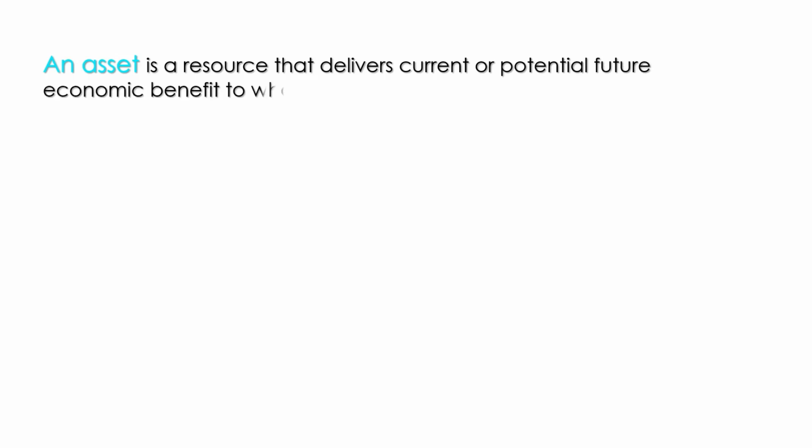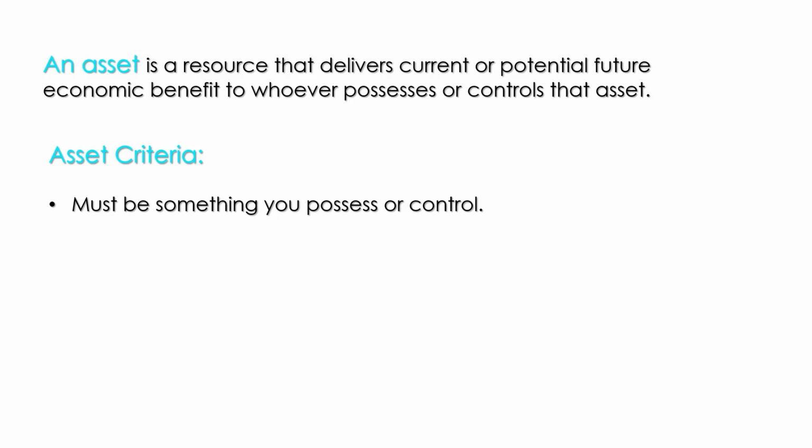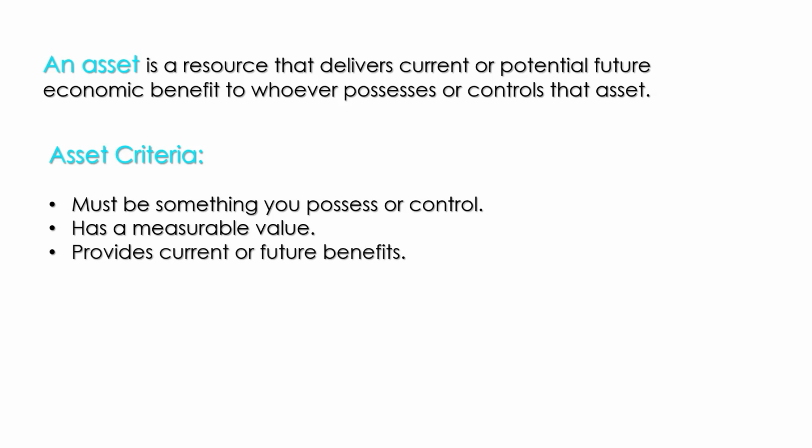An asset is a resource that delivers current or potential future economic benefit to whoever possesses or controls that asset. To qualify as an asset, a resource must meet three essential criteria. First, it must be something that we possess or have control over. Second, it should hold a measurable value, allowing us to quantify its worth reliably. Finally, it must offer economic benefits, whether realized today or anticipated in the future.